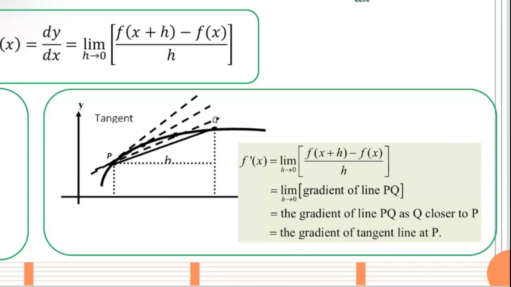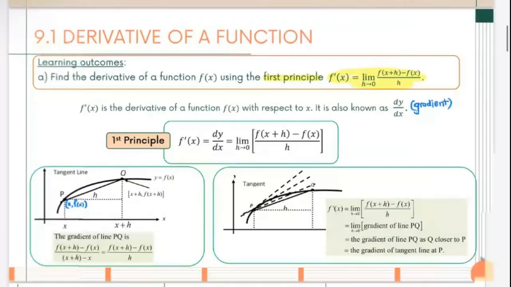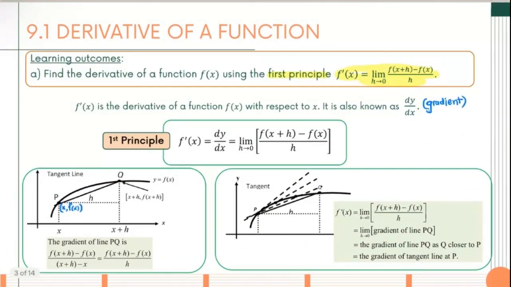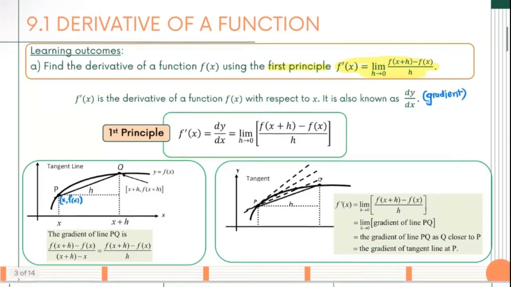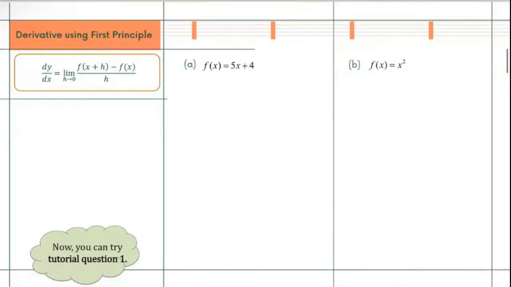Gradient at tangent tu maksudnya dia akan jadi macam ni je nanti at the end. Okay, so dia dah tak ada PQ dah, so dia akan jadi satu point sajalah dekat point P. So itulah maksudnya kita menggunakan our limit as h approaching 0. Okay, sebenarnya saya tak perlu explain, tapi tak tahu kenapa saya explain. Kita terus pergi kepada cara nak guna our formula ini.